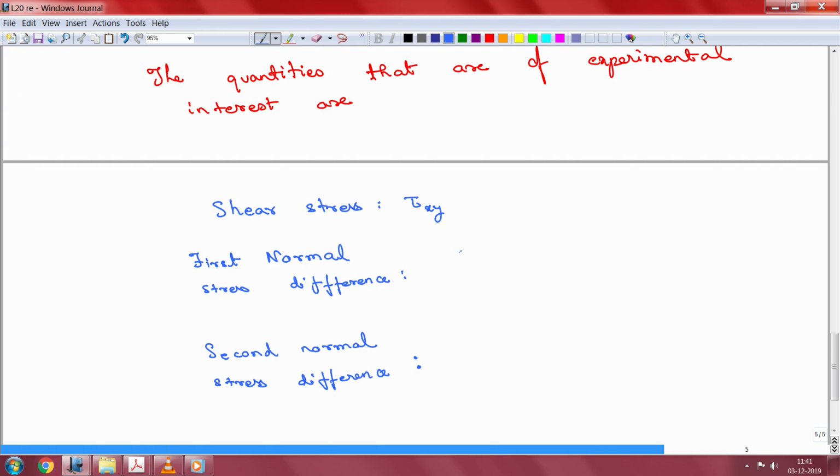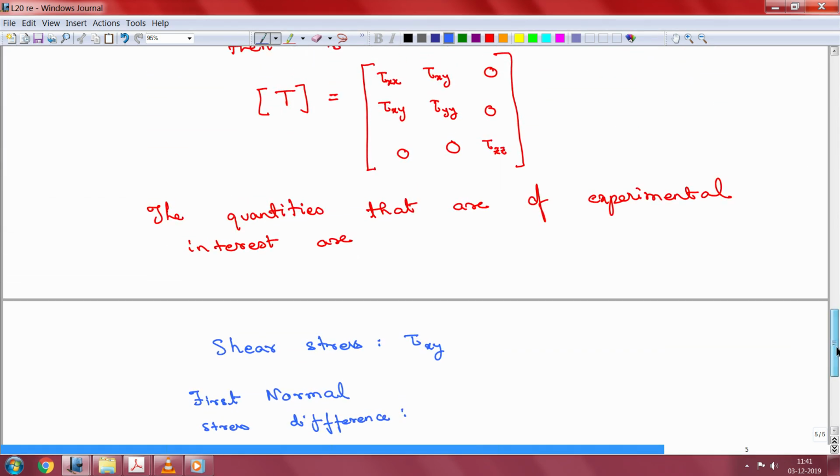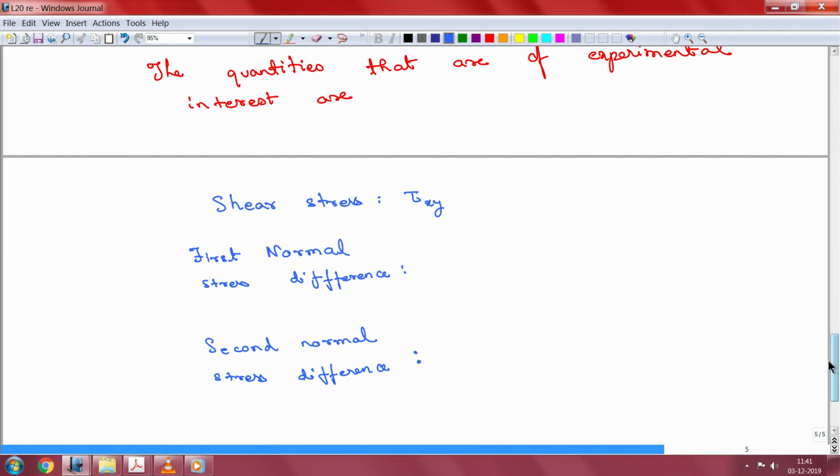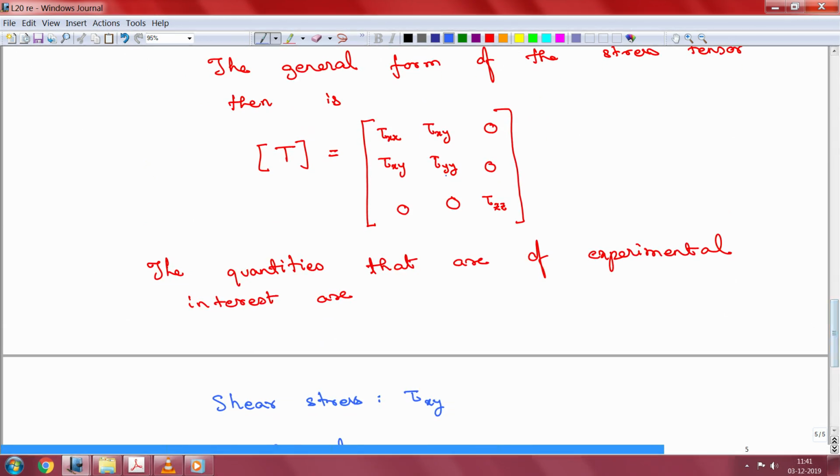Okay. So, the first normal stress difference is the difference of these two components right here. So, tau xx minus tau yy. Right. So, let us write that down. So, this is tau xx minus tau yy. And similarly, the second normal stress difference by a similar logic would be tau yy minus tau zz.